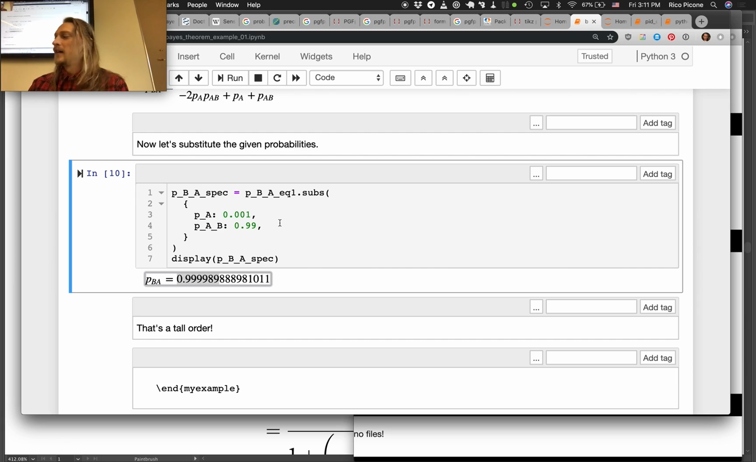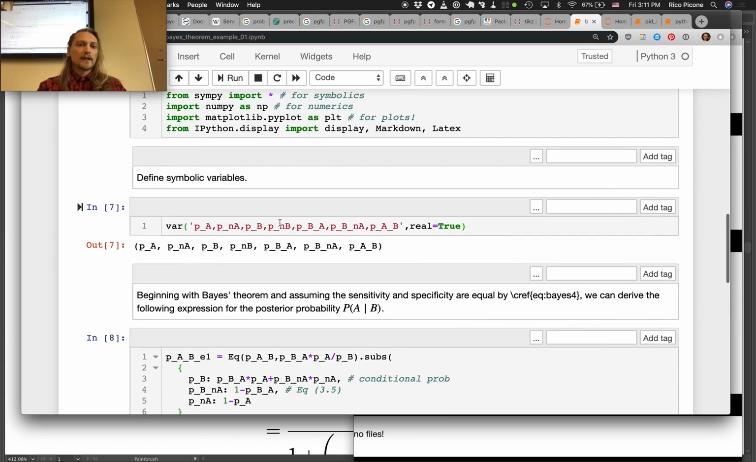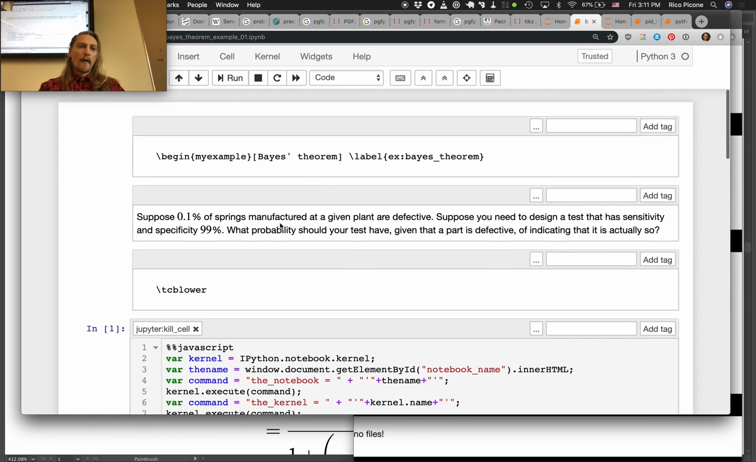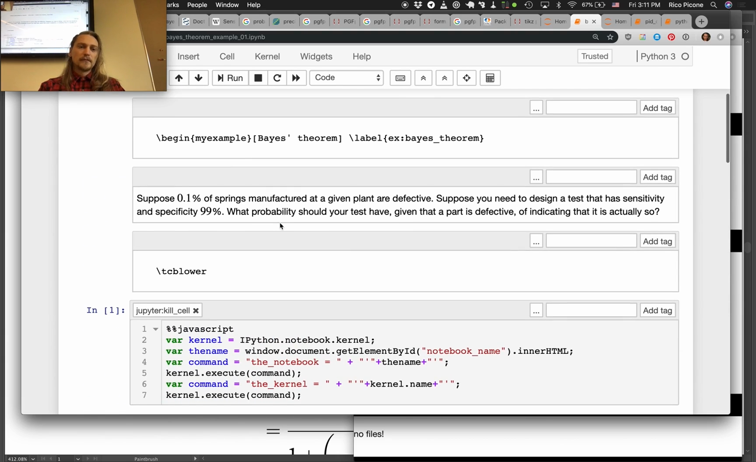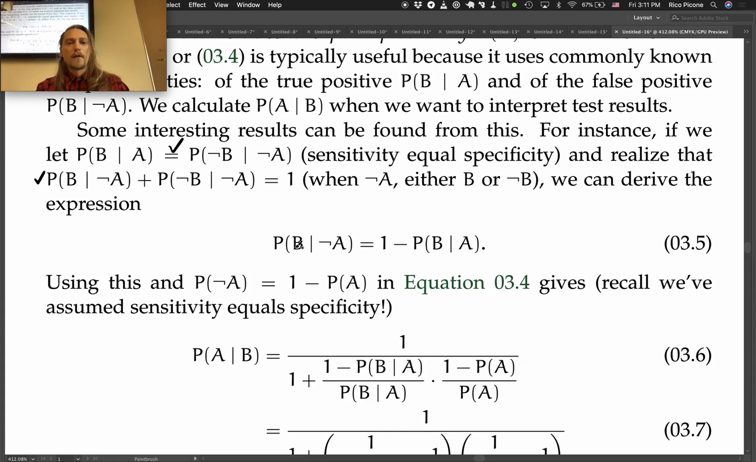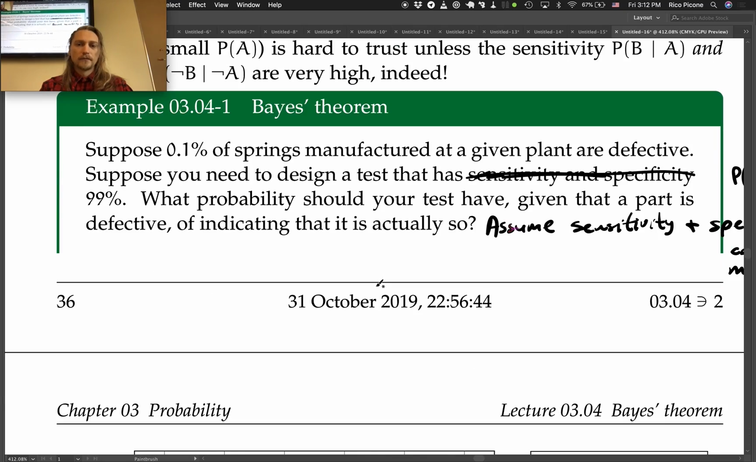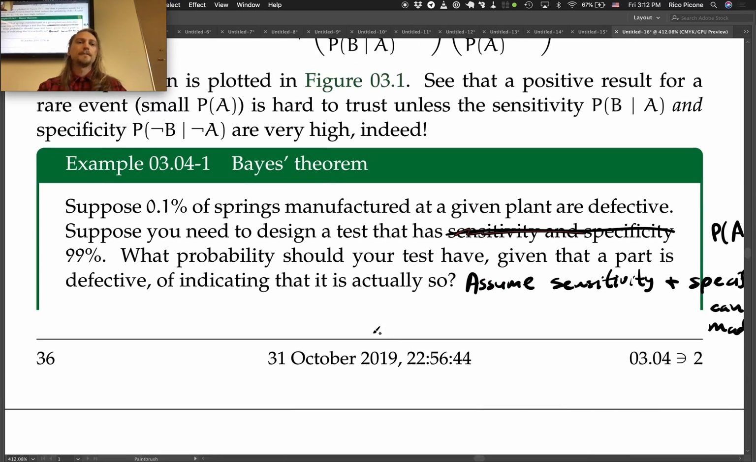Did you guys have questions about this? So confusing. Yeah. What did you say? For a given time, there is a 0.1% chance that the spring is defective. Yeah. Defective. Uh-huh. And then design a test that has. What do you mean, design a test?